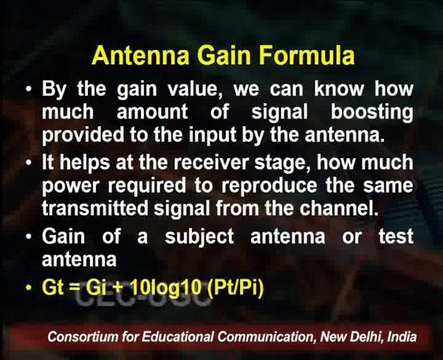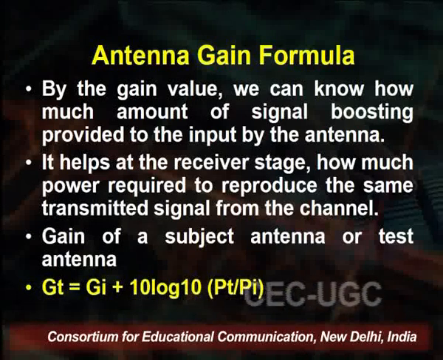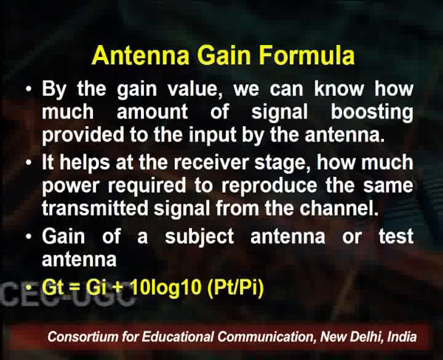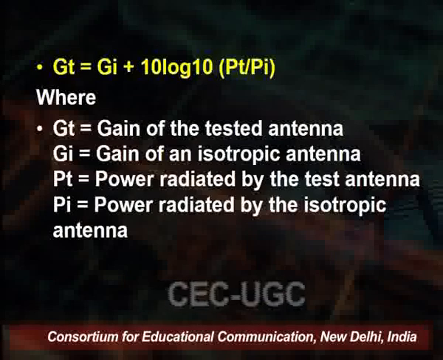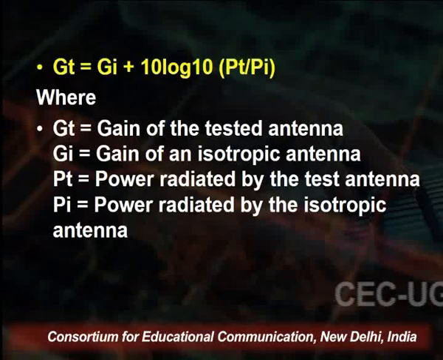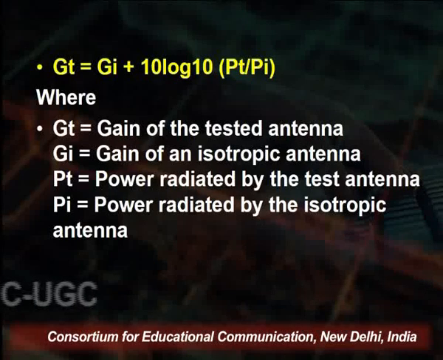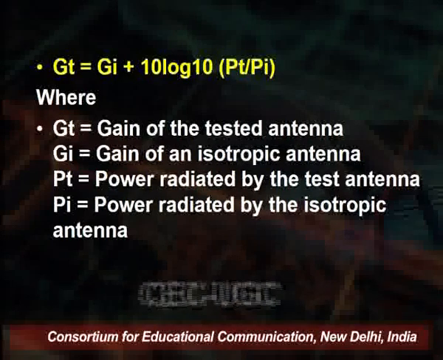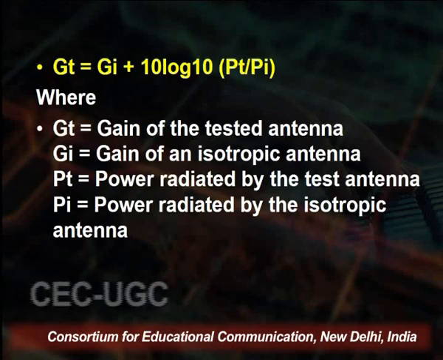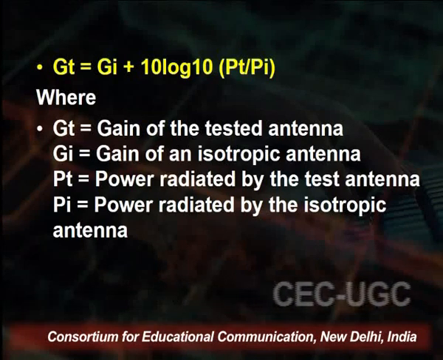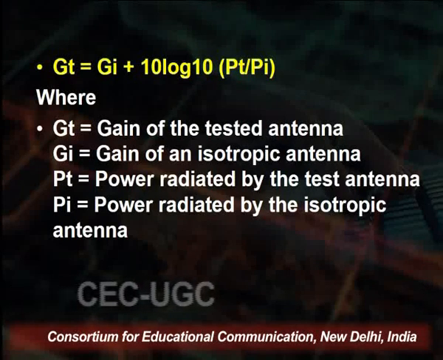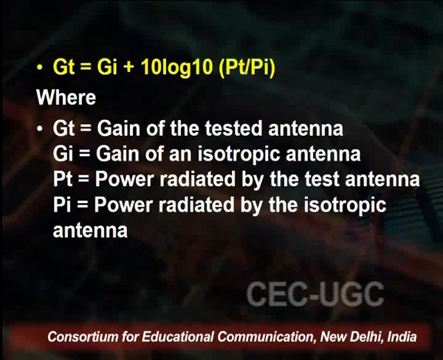So the gain of the subject antenna or the test antenna, defined by GT, is equal to GI, the gain of the isotropic antenna, plus 10 log 10 PT by PI. That is, GT is equal to GI plus 10 log 10 PT/PI, where GT is the gain of the tested antenna and GI is the gain of the isotropic antenna. So we take the tested antenna, and first we take the gain of the isotropic antenna plus PT, the power radiated by the test antenna, and PI, the power radiated by the isotropic antenna. In this manner we can get the gain of any tested antenna.